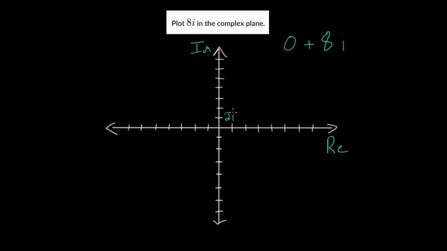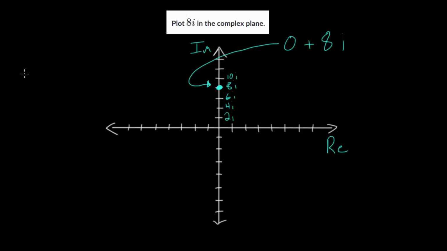It looks like we just have 7 tick marks here, so I'm going to change the scale to going up by 2i every time. So right up here will be 8i. And essentially this point is right here on the complex plane.